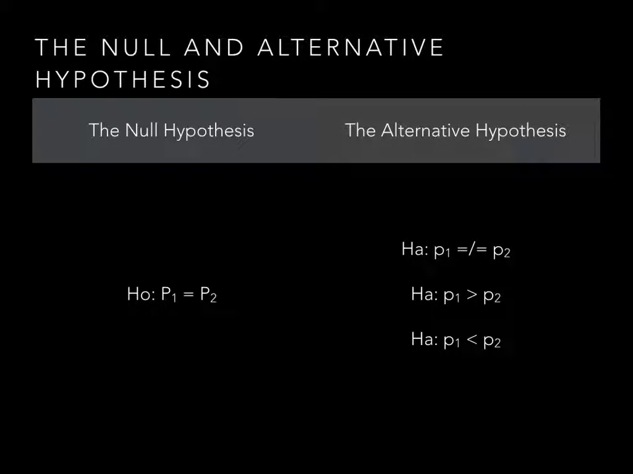And with that, there are also possible alternative hypotheses. Either P1 just doesn't equal P2, maybe P1 is greater than P2, or maybe P1 is less than P2. Again, the same ideas apply. The null hypothesis will always have an equal sign, and the alternative hypothesis will always be not equal to, greater than, or less than.